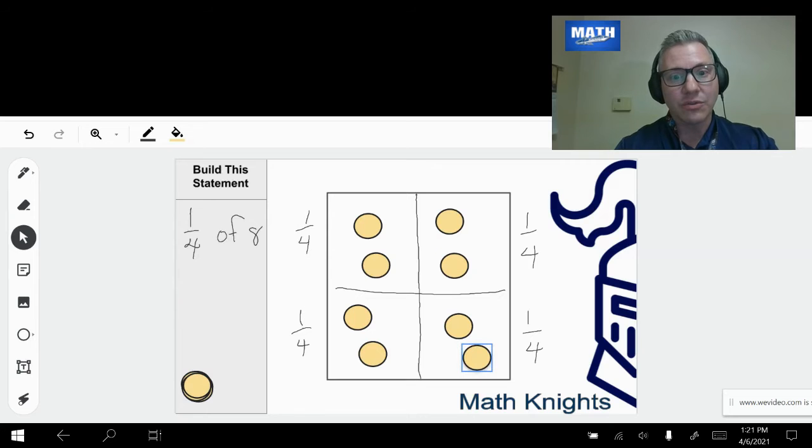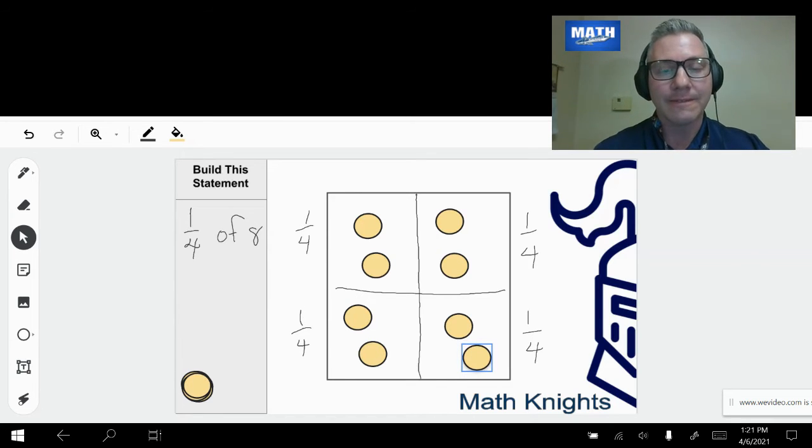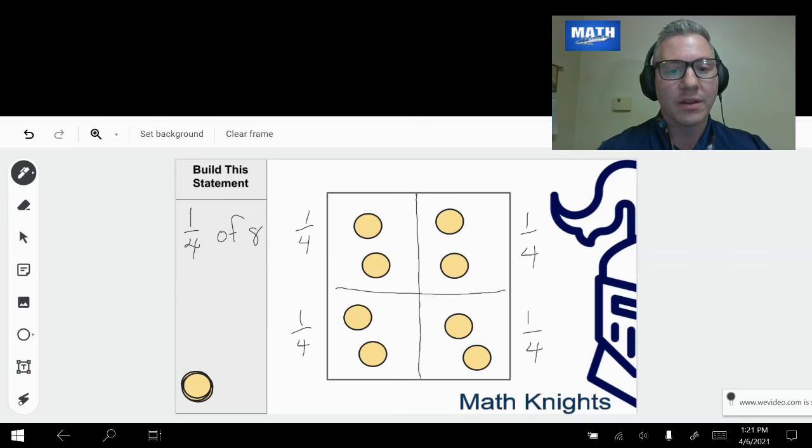Notice how each group has the same amount. It's the same size, just like a fractional shape. But here we're looking at numbers. So what is 1/4 of 8? What is 1/4 of 8? 2 is 1/4 of 8.